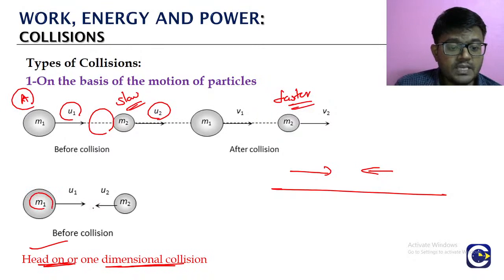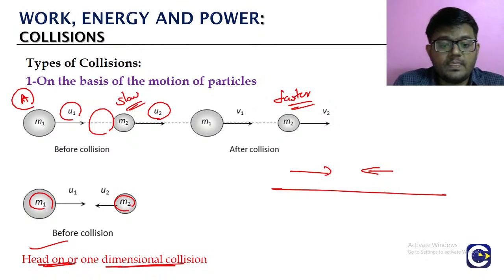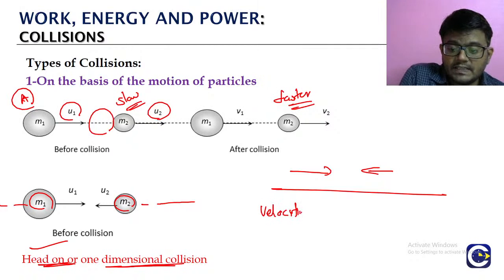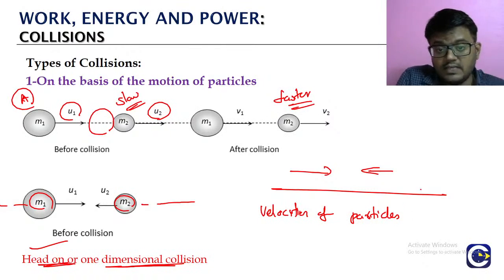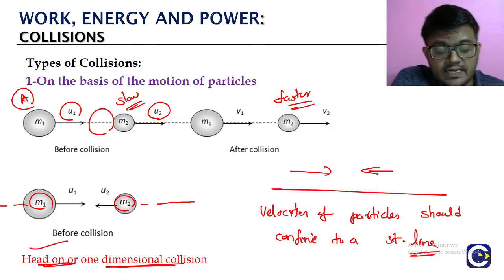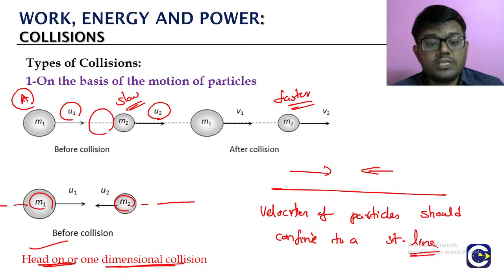Look at this one. m1 is coming towards the right, m2 is going towards the left. They are going to have a collision here. So if they are moving in the same line, then what is it going to be? Again, it is going to be head-on collision. So in head-on collision, the velocities of particles, all the velocities, initial, final, all inclusive, should be confined to a straight line. If that is so, what do you call it? We call it head-on collision or one-dimension collision.